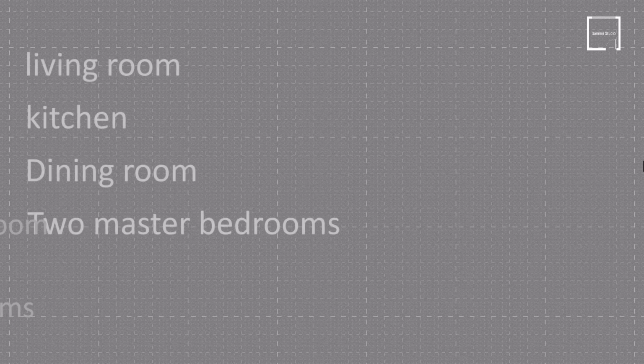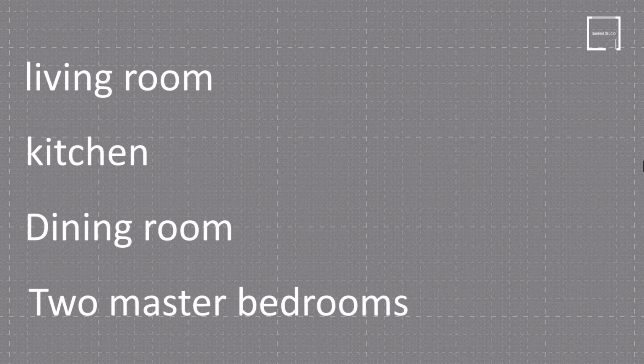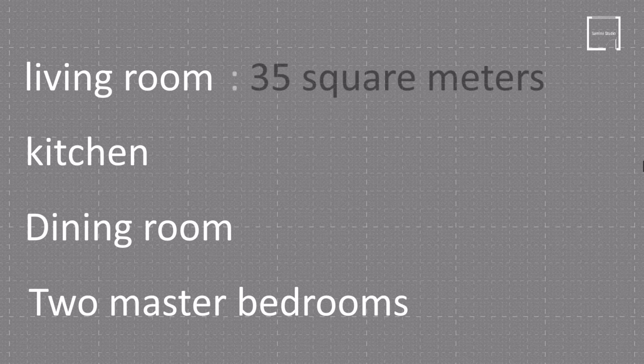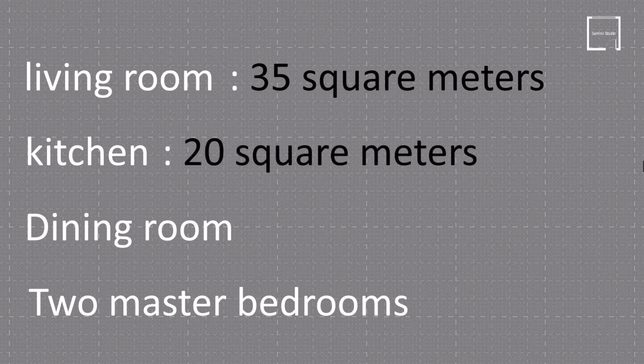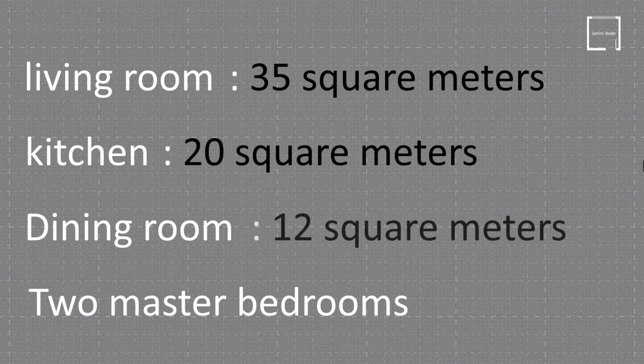The first thing I did was to write a plan for each space based on the area I needed for that space. According to this plan, the living room should be 35 square meters. The kitchen should be 20 square meters. The dining room should be 12 square meters. And the master bedroom should have an area of 42 square meters each.